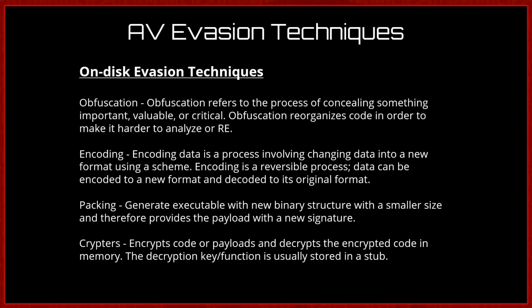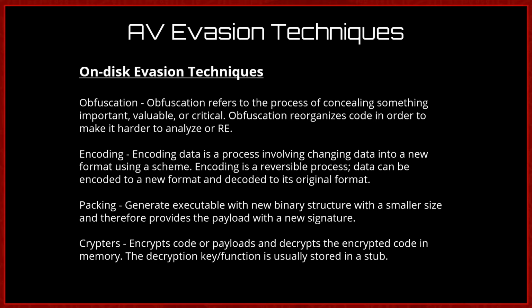So again, the techniques utilized here are of course going to be obfuscation. Obfuscation refers to the process of concealing something important, valuable or critical. In the case of malicious code or executables, obfuscation reorganizes the code in order to make it harder to analyze or reverse engineer. You then have encoding. So encoding is essentially the process of changing data into a new format using a scheme or using a particular algorithm. And encoding, as I've mentioned before, is a reversible process, so the data can be encoded to a new format and then decoded to its original format, and this is also used quite a bit.